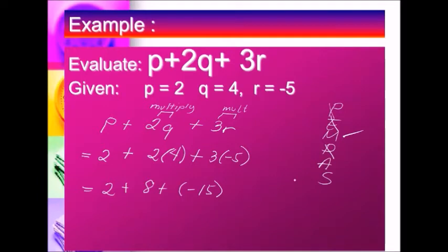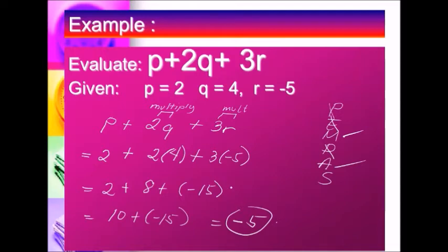Then, we do addition left to right. So, 2 plus 8 is 10. And 10 plus negative 15, diba? Different signs. You subtract the numbers and copy the sign of the integer with higher absolute value. So, sa 10 at sa 15, mas malaki yung absolute value ng 15. So, kaya ang final answer natin is negative. Subtracting 15 minus 10, it's 5. So, it's negative 5.